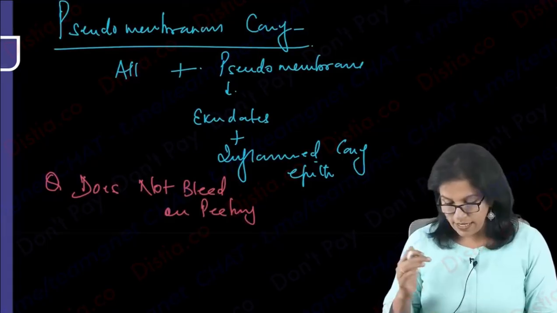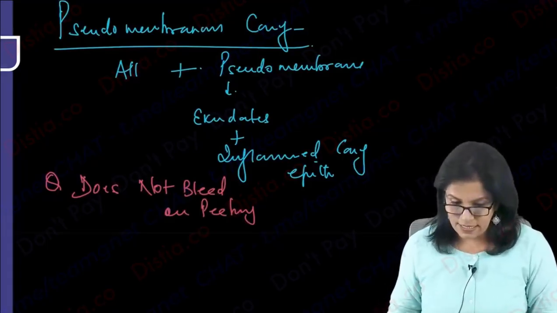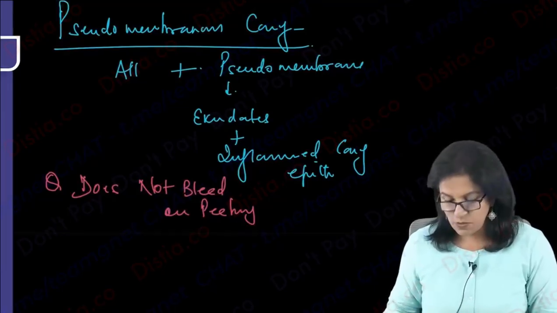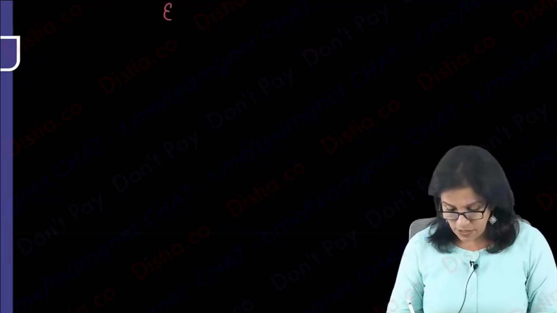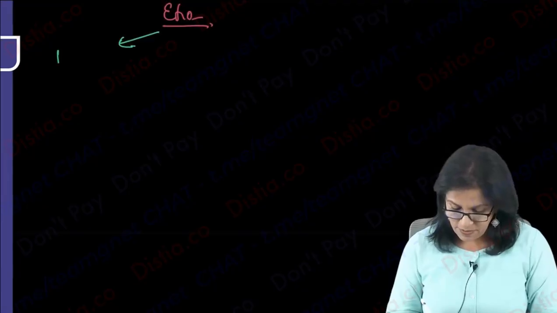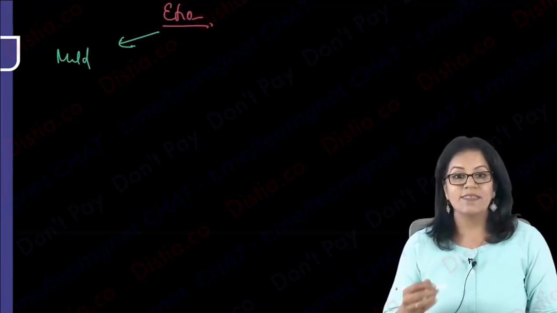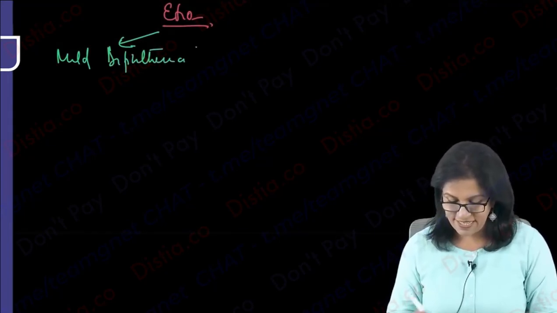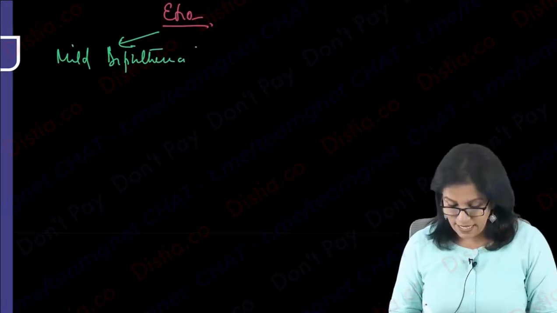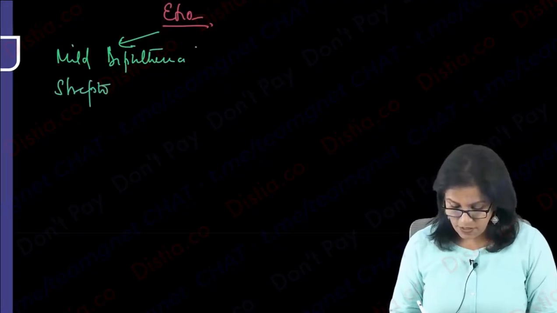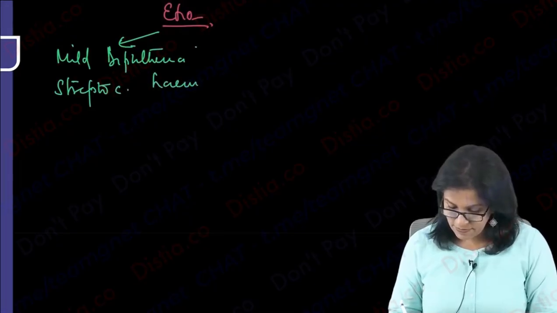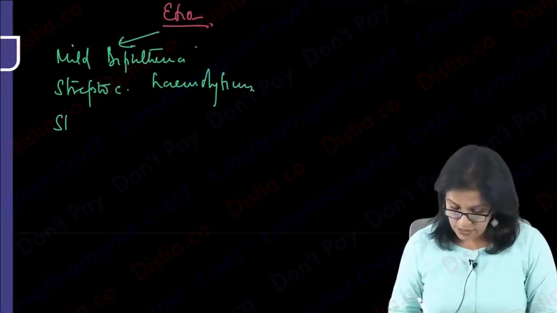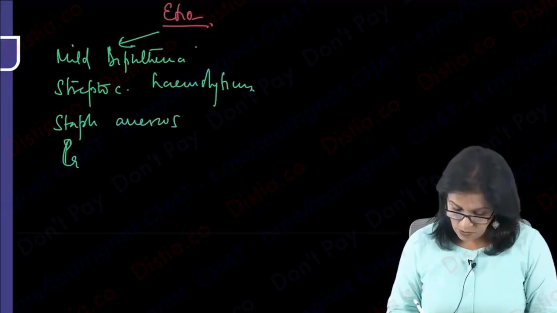Okay, so that is pseudomembranous conjunctivitis, which does not bleed on peeling. Now, what can be the etiologies of this pseudomembranous conjunctivitis? Mild diphtheria. Severe diphtheria causes membranous, but mild diphtheria can lead to pseudomembranous conjunctivitis. Then let us not forget Streptococcus hemolyticus. Of course, we can also include Staph aureus and Gonococcus.